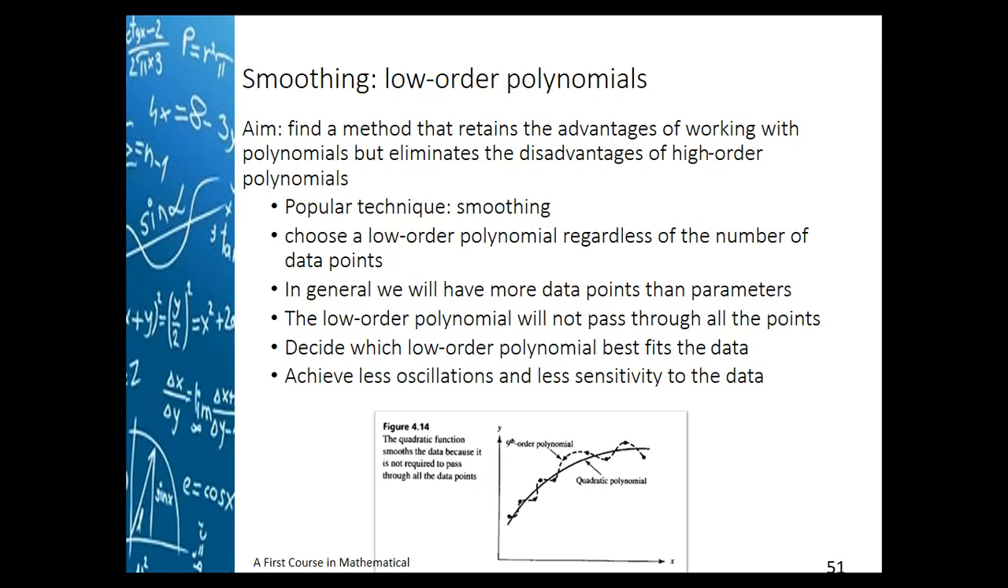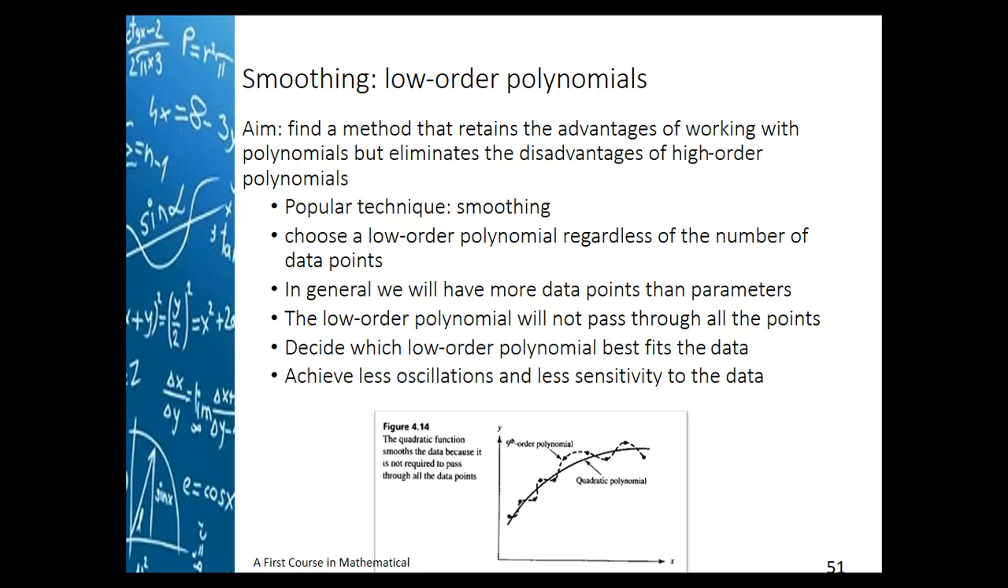Okay, so are we able to choose the low order polynomial instead of choosing the higher order polynomial? That is the aim. Over here, it mentions: aim, find a method that retains the advantage of working with polynomial. Meaning that polynomial is a little bit flexible and versatile, but you eliminate the disadvantage of higher order polynomial, for example, the oscillation problem.